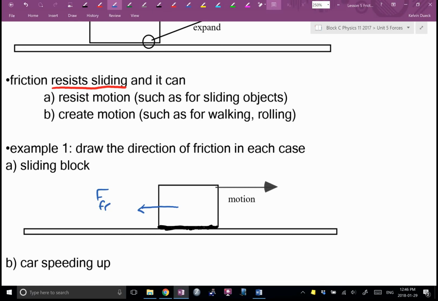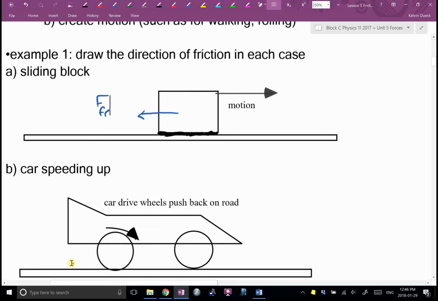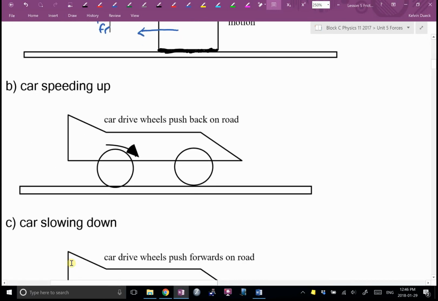The two that I find really interesting are B and C. A lot of people will tell you that for a car to speed up, it's the motor that's pushing it forwards. The motor is not what's pushing it forwards. If you look at a car speeding up where the tires touch the ground, the tires are attempting to rotate that way. The tires are pushing backwards against the ground. Forces come in pairs. If the tires push backwards against the ground, what does the ground do? Pushes forwards on the tires, and that force is friction. Friction on a car is pushing forwards. Friction is what makes a car go forwards, not the motor.